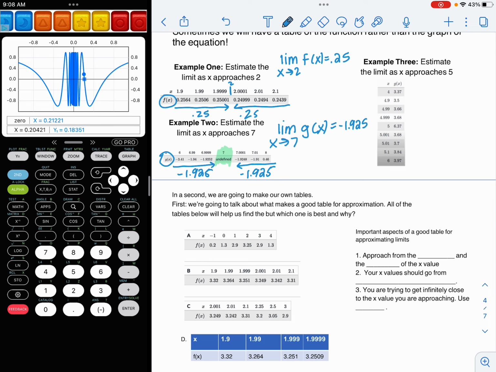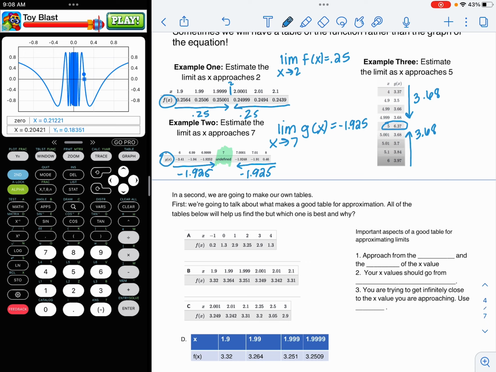We will do one more. Feel free to try it on your own. So this one says estimate the limit as x approaches 5. So the smaller values, if we're going 4, 4.9, 4.99, that looks like it's approaching, I would say, 3.68. This one looks like it's approaching 3.68 as well. But you do notice that g of 5 is 6.37.